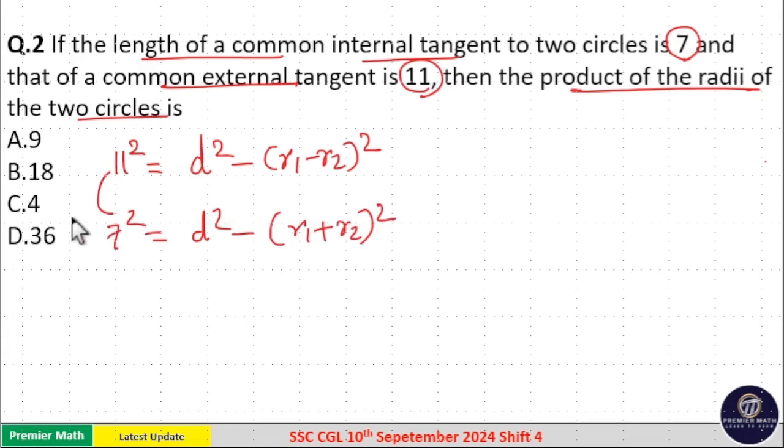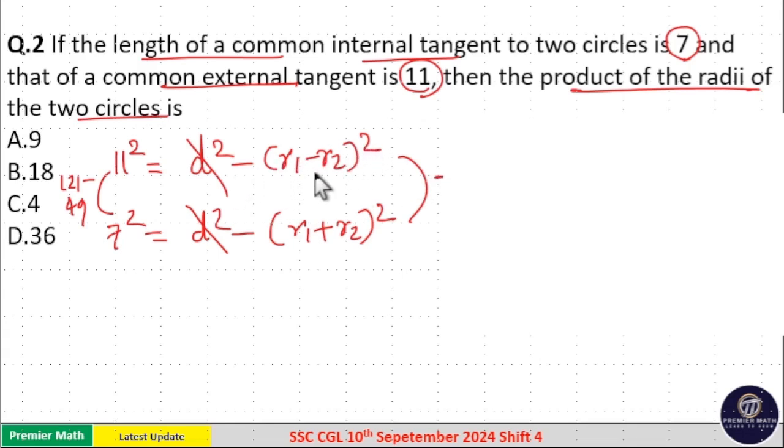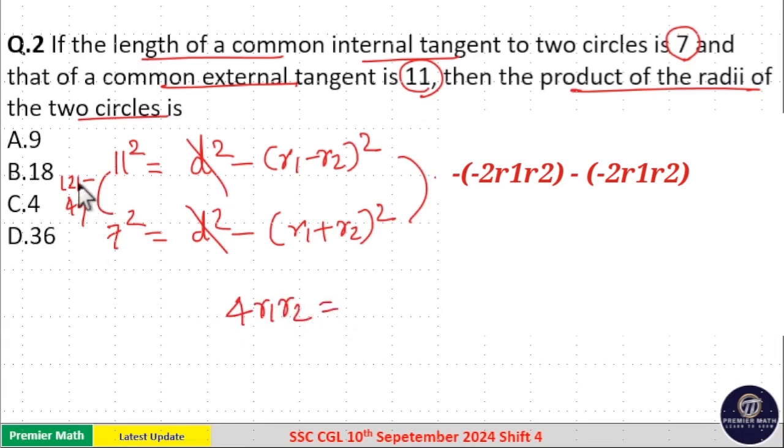Now if you take the subtraction, 11 square minus 7 square is 121 minus 49. Now in right hand side you have d square and d square cancel. Here minus of, if you take inside, r1 square plus r2 square minus 2 r1 r2. Now minus of minus will become plus. Remaining is equal to 4 r1 r2 is equal to 121 minus 49. So 120 minus 50 is equal to 70. So this will become 72. Now 4 goes 18 times in 72. Option B is your answer.